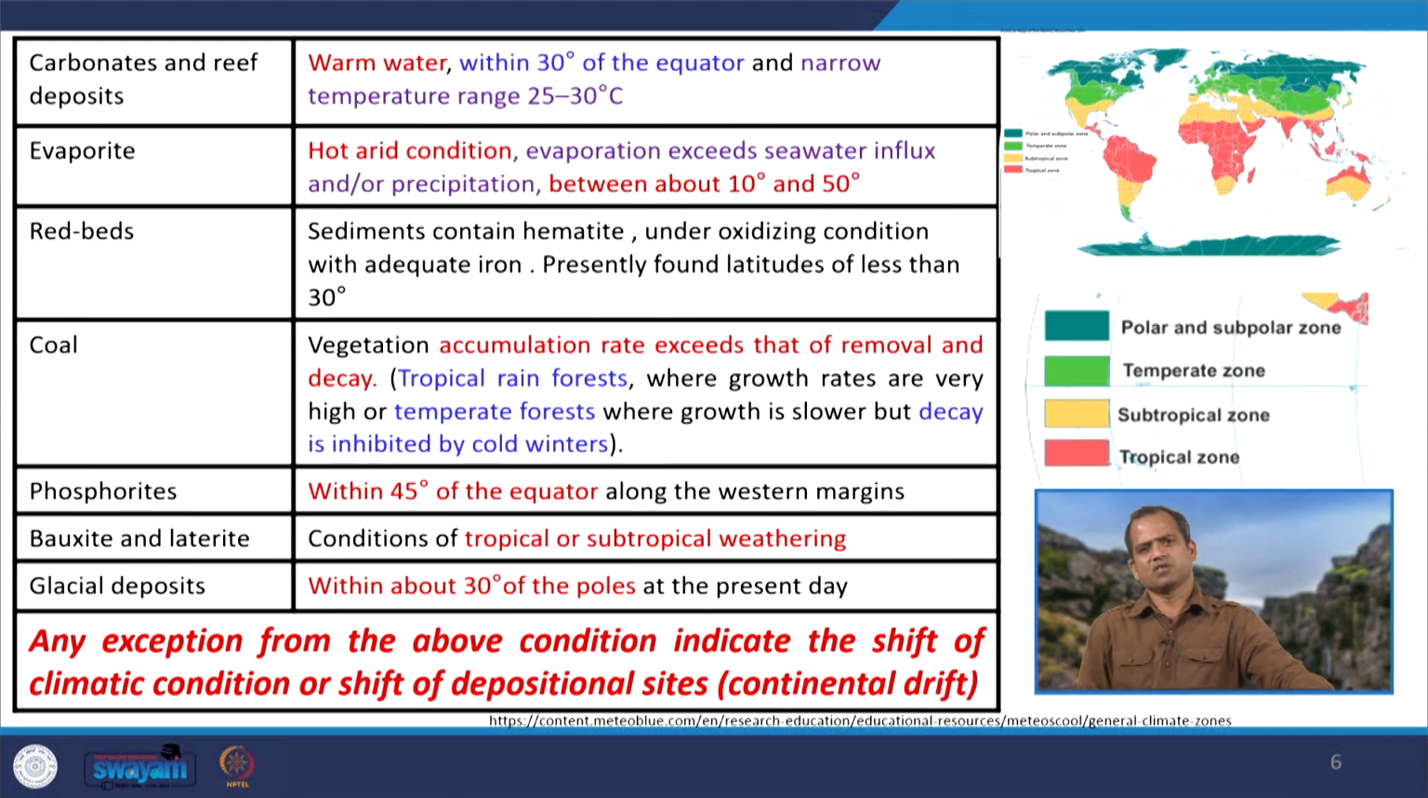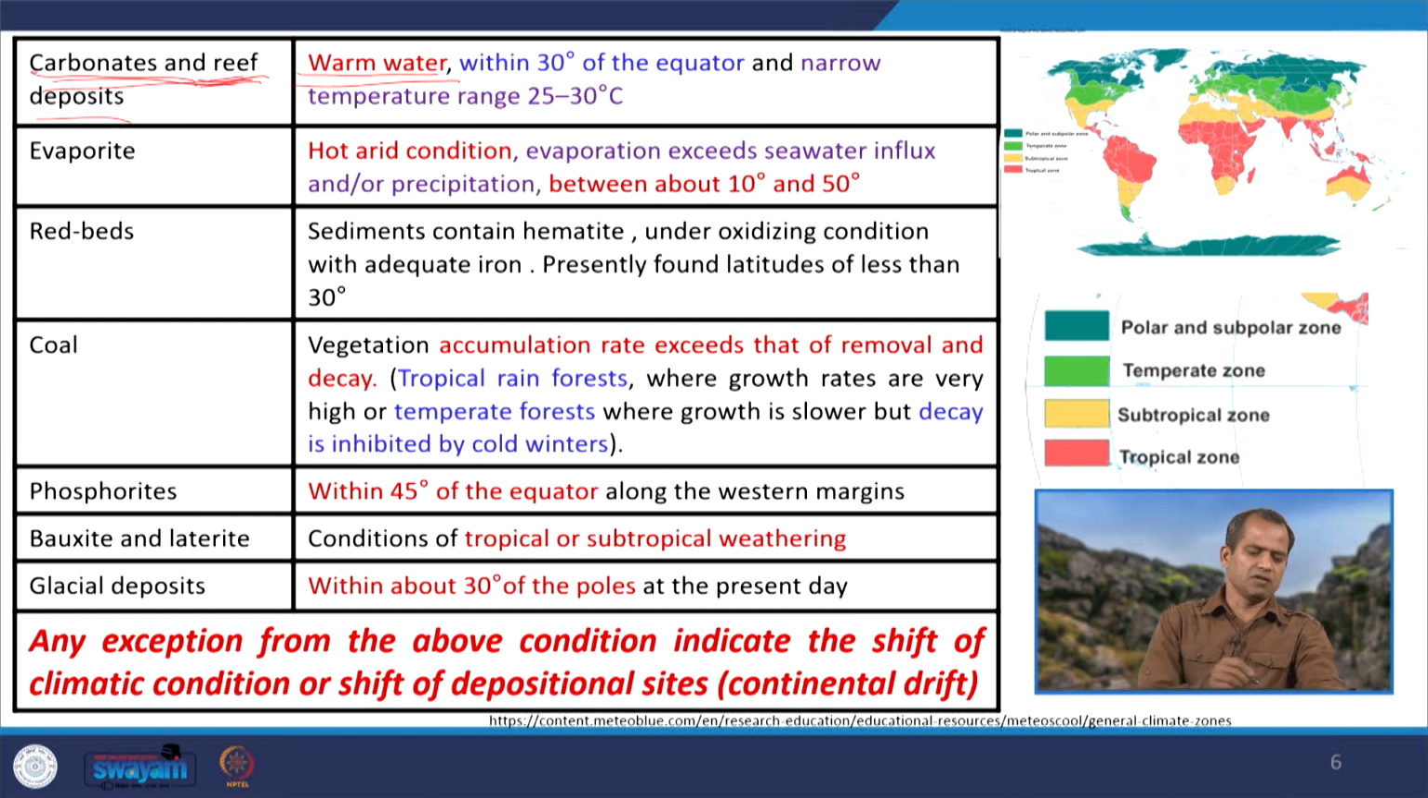For example, some of the climatic indicators people use in the rock record are carbonates and reef deposits. They are mostly warm water deposits, because if you remember when we were talking about the fore-arc back-arc basin, due to the warm water environment the basin was prone to generate carbonate platforms or reefs. So, this carbonate reef deposit is a warm water deposit. So, if nowadays we are getting carbonate reef deposits in the rock record in Antarctica, it definitely says it is not the product of that place. So, this continent has moved.